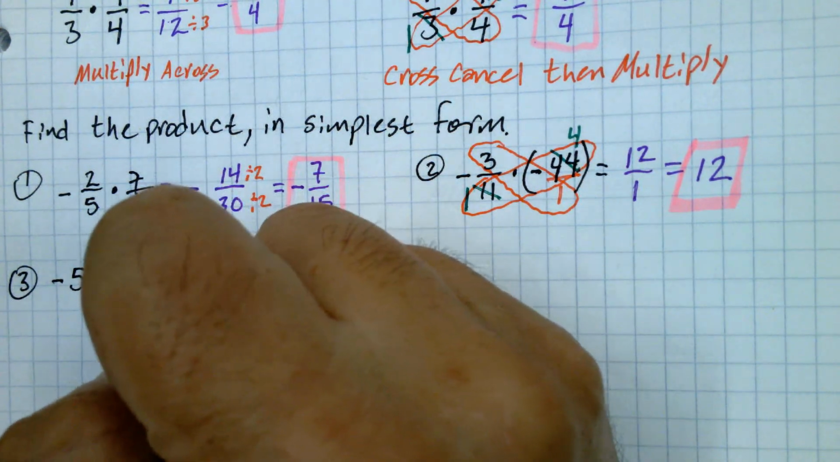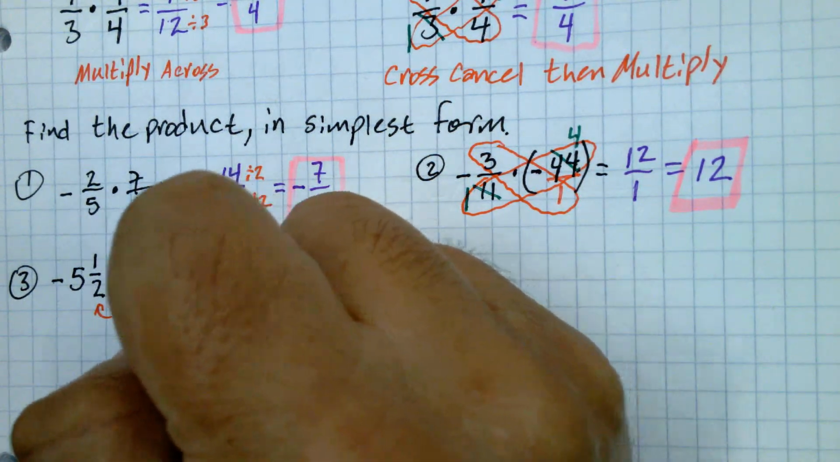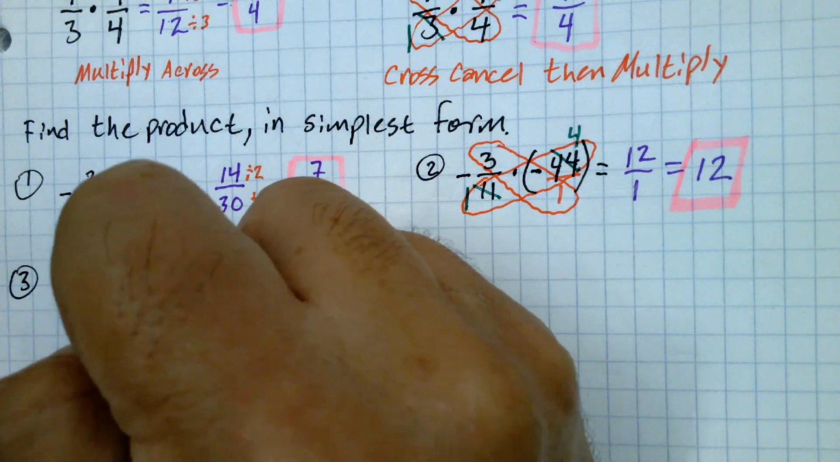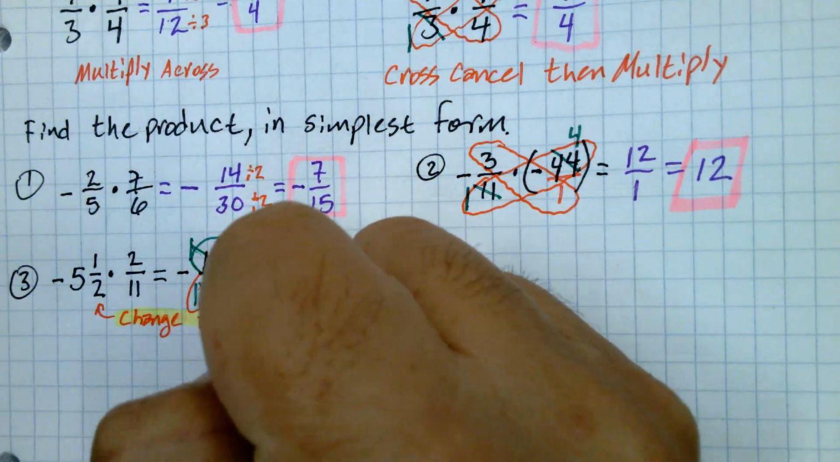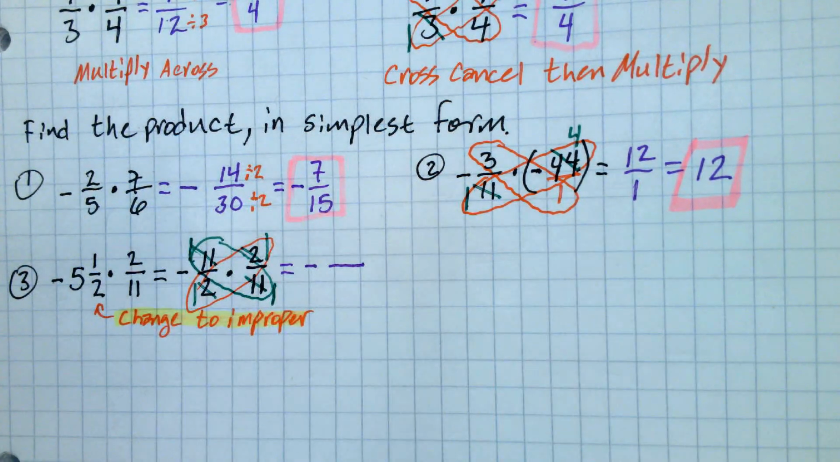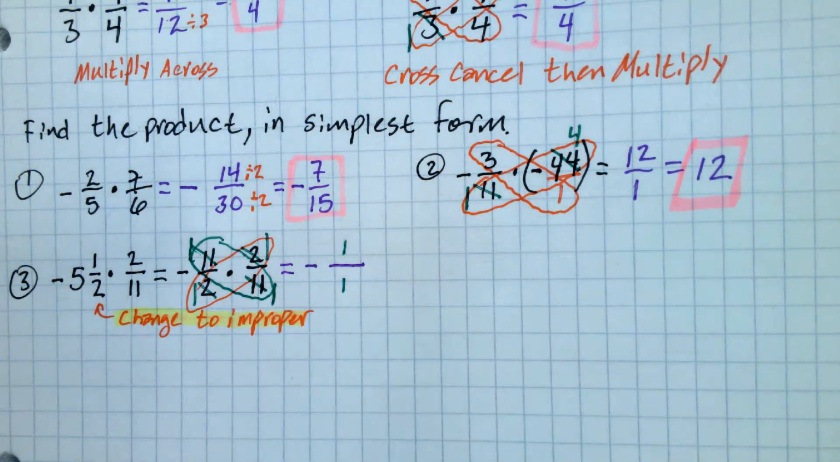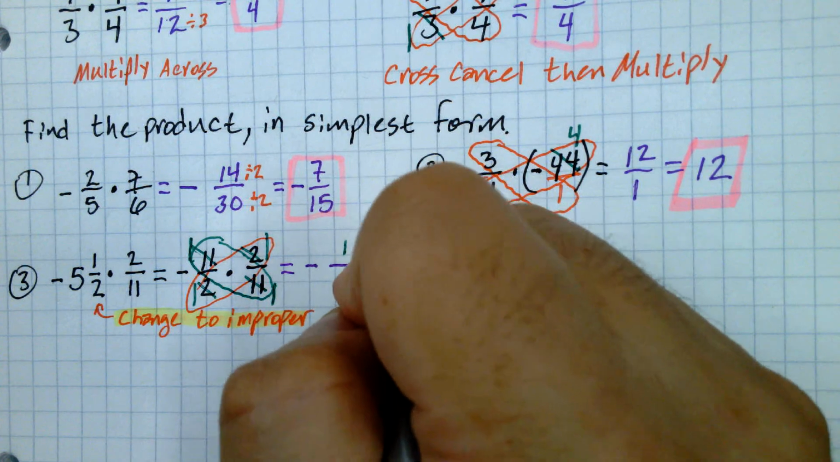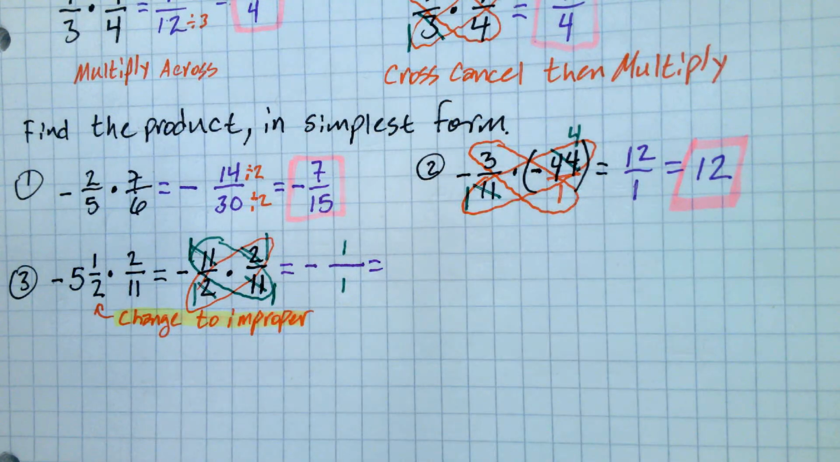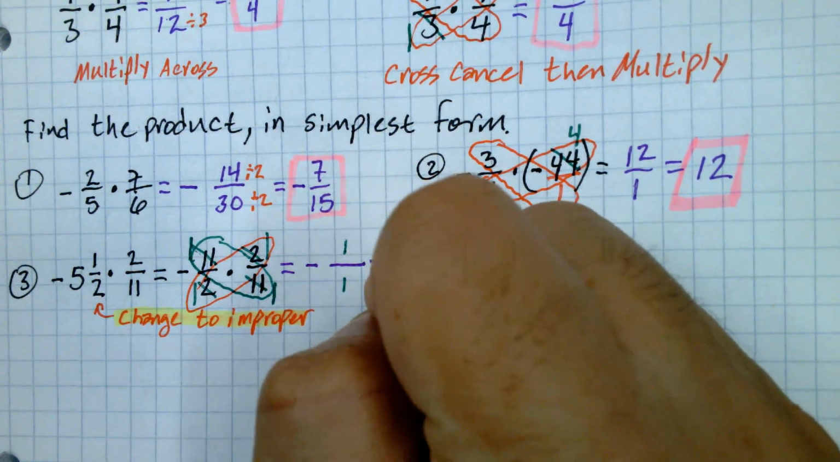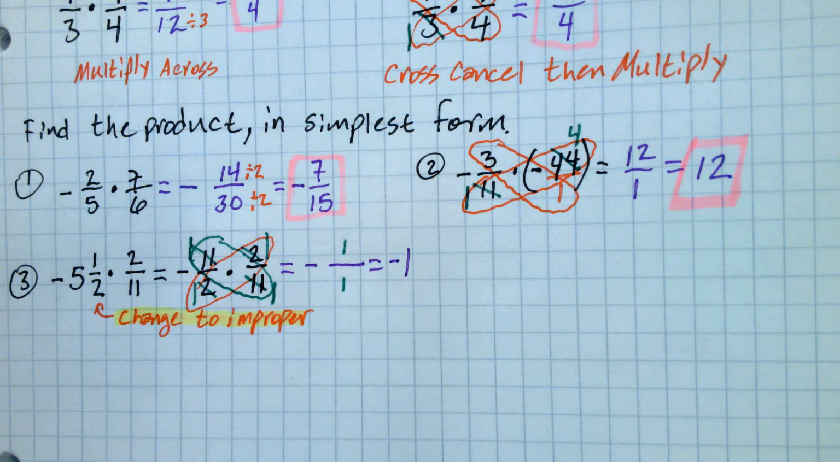Between 11 and 11, what cross cancels? 11. So I'm basically left with negative 1 over 1, which is just, what's negative 1 over 1? Negative 1. Okay?